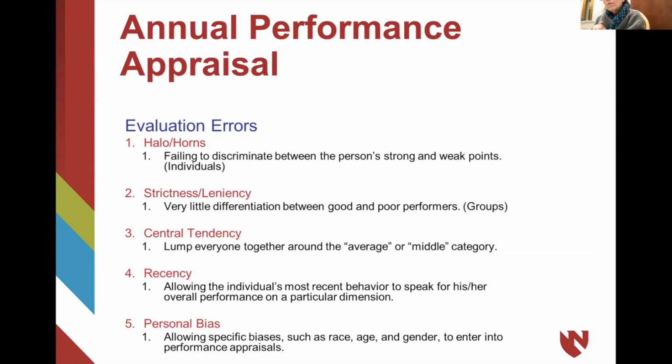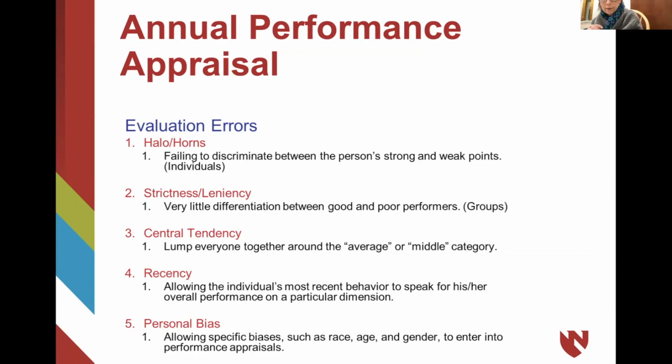Evaluation areas that I would like for you to keep in mind. These are called the halo and the horns: failing to discriminate between the person's strong and weak points. So sometimes everything that person does is wrong or everything that person does is right. Nobody's perfect, and that's not necessarily true, so you need to be objective with that. The next one is being too strict or too lenient, with very little differentiation between good and poor performance. So keep that in mind.